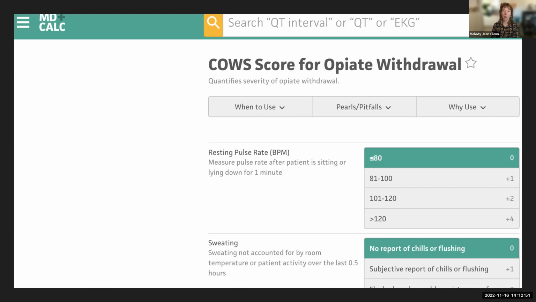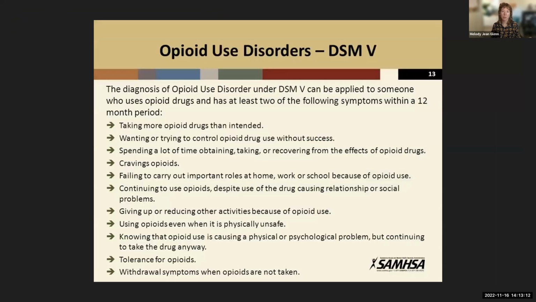How agitated are you? How anxious are you? How bad is your abdominal pain? It's pretty subjective, but at least it gives you an idea. The inter-rater reliability is not excellent, but if you're the one reassessing them later, then at least initially when you're treating these patients, do your own COWS score, don't necessarily rely on the nurses to do it for you. I think it's important for us to be able to recognize what it looks like.